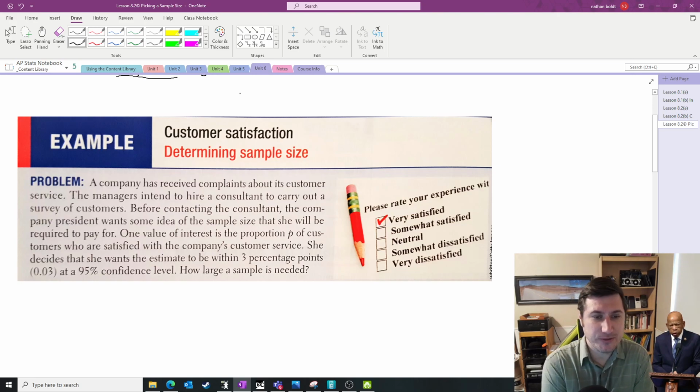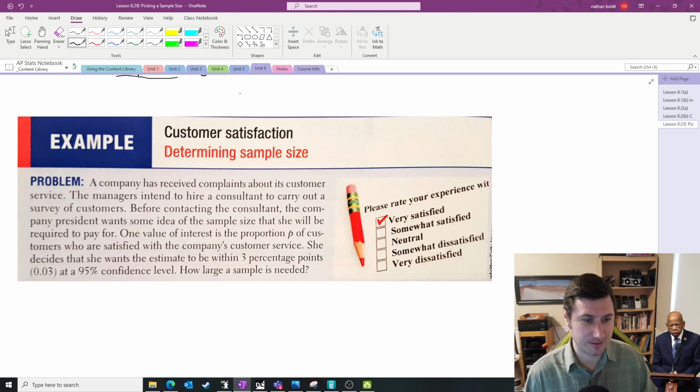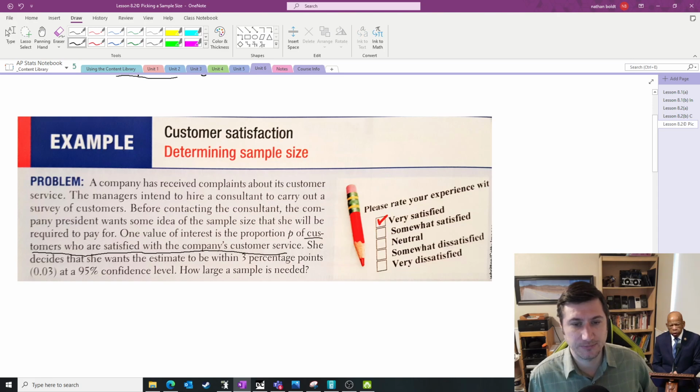So a company has received complaints about its customer service. The managers intend to hire a consultant to carry out a survey of customers. Before contacting the consultant, the company president wants some idea of the sample size that she will be required to pay for, right? It's expensive. How big a one do we need? One value of interest is the proportion, p, of customers who are satisfied. All right, there's our context, right? Satisfied with the company's service.